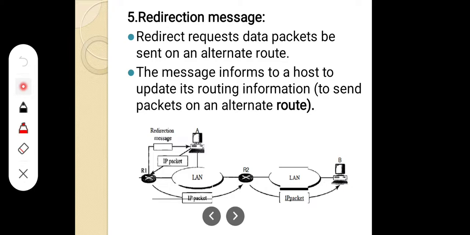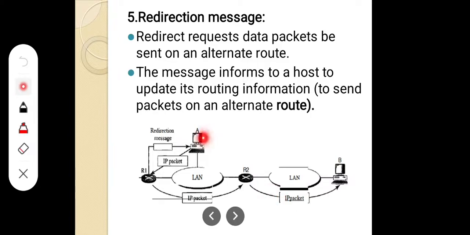Okay, so redirectional request: data packet to be sent on the alternate route. Look at this figure. Here we have a router or host A. Host A wants to transmit a packet to host B. The best optimal path is through router 2 and then to the destination. But the host doesn't know that this is the optimal path, so it will take this route. This IP packet will be transferred through router 1, then router 2, and to the destination.